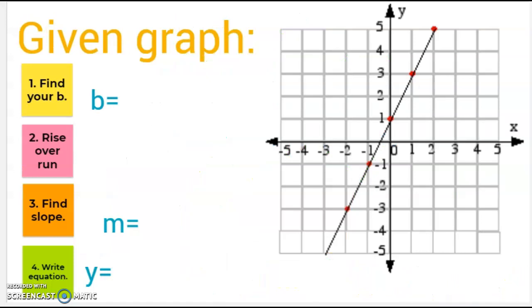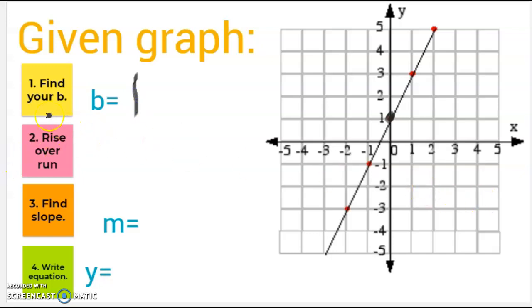Okay, so slide 4. Now we're given a graph. Remember, our goal is to write an equation, finding m and b from the graph so that we're able to input it into the format of the equation, y equals mx plus b. Remember, first step, find your b. You don't have to do any work to find the b. We go look at the y-axis and see where it's crossing. So my b is right here at positive 1. My b is equal to 1.